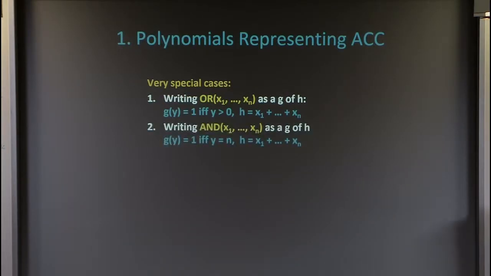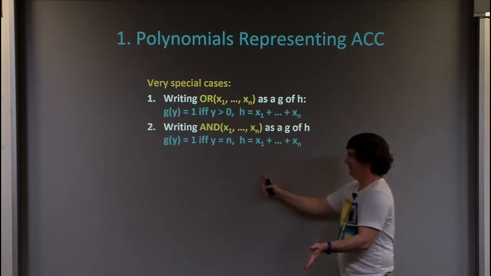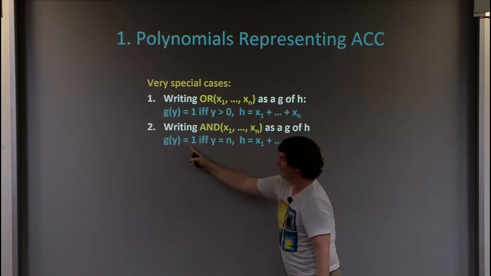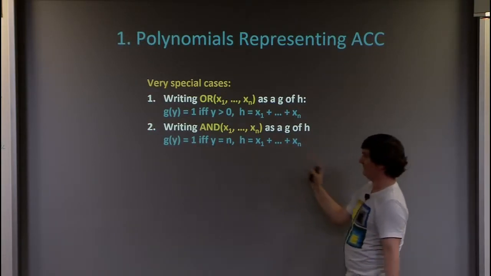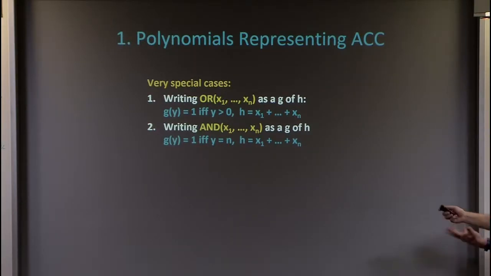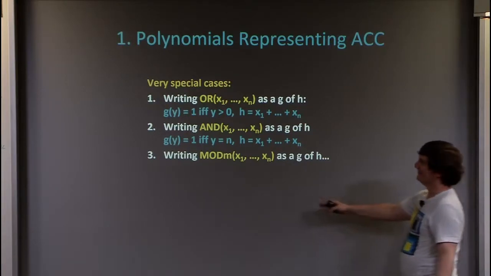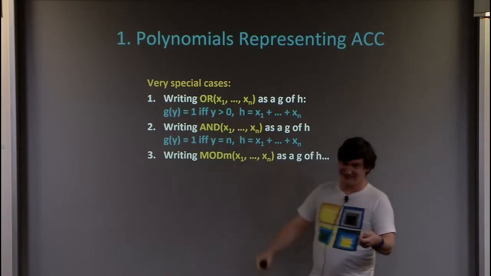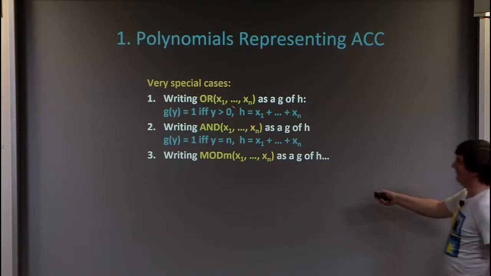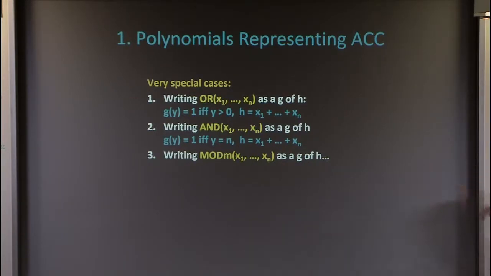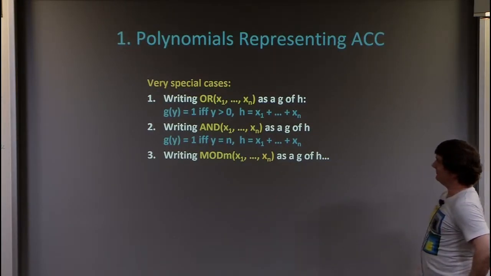And you can do AND just as well. Just make it so that you only output 1 if your input is n, so all these bits have to be 1 to output 1. In general, for any symmetric function, any function which only depends on the number of inputs which are 1, you can do this kind of thing. But the ACC circuit is a composition of a bunch of these kinds of things. It's got ORs and ANDs and mod m's all composed together. So what can we do? We have to be a little more sophisticated than this.